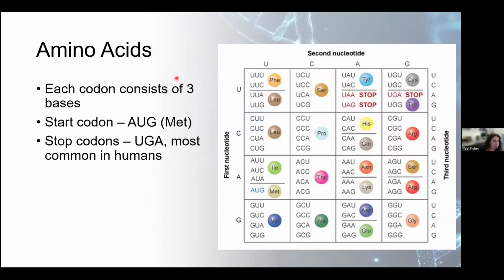This, of course, is not a random process. Each codon consists of 3 bases, and each 3 bases correspond to a specific amino acid. To start the translation, there's only one codon that signals starting. That is the AUG, or ATG if we're looking at the DNA, and that corresponds with methionine. So that is always the start codon, and there are 3 stop codons. Each of them terminates the translation process, and the most common one in the human genome is UGA.